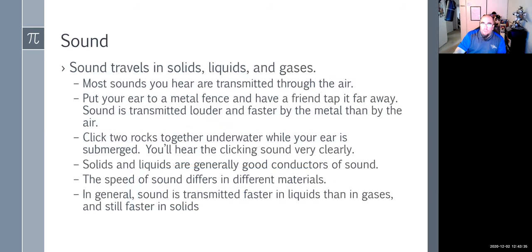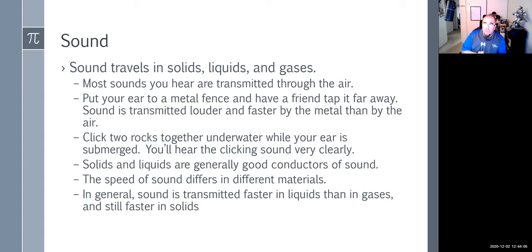Sound itself travels in solids, liquids, and gases, but most sound we hear is transmitted through the air. If you put your ear to a metal fence and have a friend tap it far away, the sound is usually louder and faster in the metal than it is in the air. Why is that? Well, that's because the sound transmits a lot better. Take two rocks and smash them together while your ears are submerged, you'll hear the sound pretty easily. But take those same rocks and click them together farther away in air, you might not hear them.